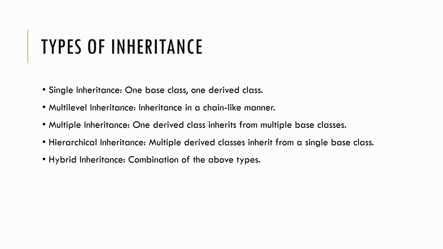There are 5 primary types of inheritance. Single inheritance, a single base class and a single derived class. Multi-level inheritance, where inheritance occurs in a chain-like manner. Multiple inheritance, where a single derived class inherits from multiple base classes. Hierarchical inheritance, where multiple derived classes inherit from a single base class. Hybrid inheritance, a combination of both types. These types help structure complex systems effectively.